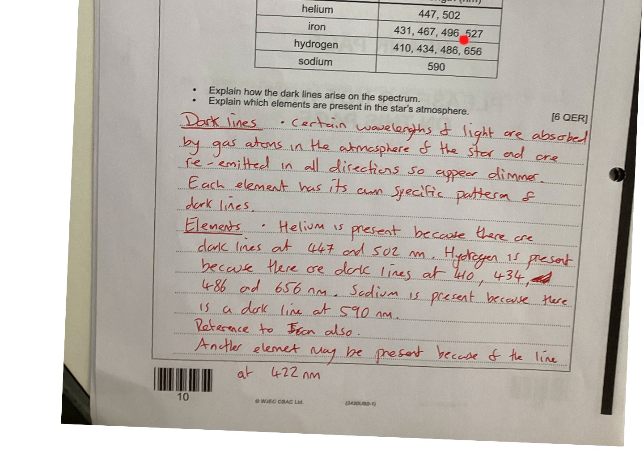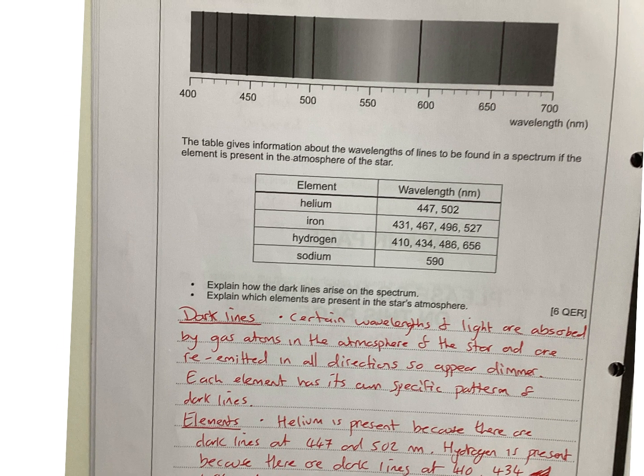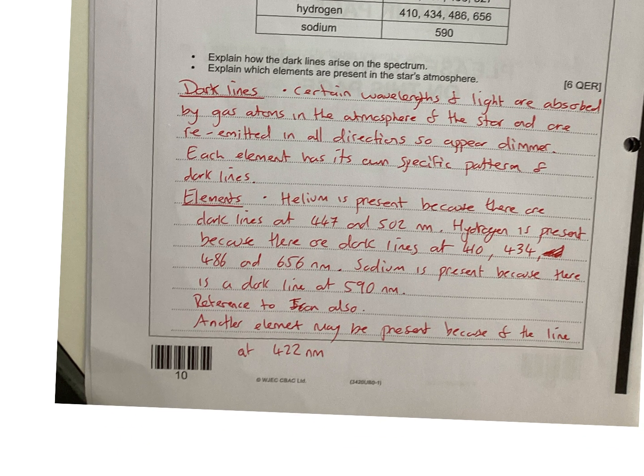And each element then, you're going to identify from what is there. So you can see helium, you need to have a line at 447 and you need to have a line at 502. If you've got lines there, then helium's going to be present and you can read all that there, okay? So I'm going to go on to the next question.